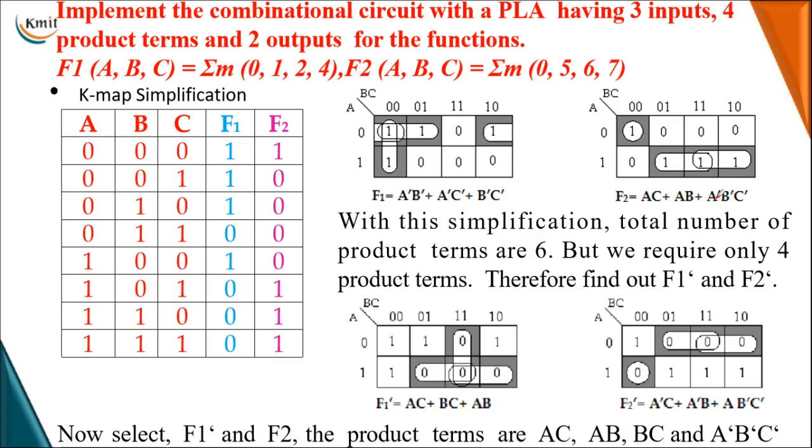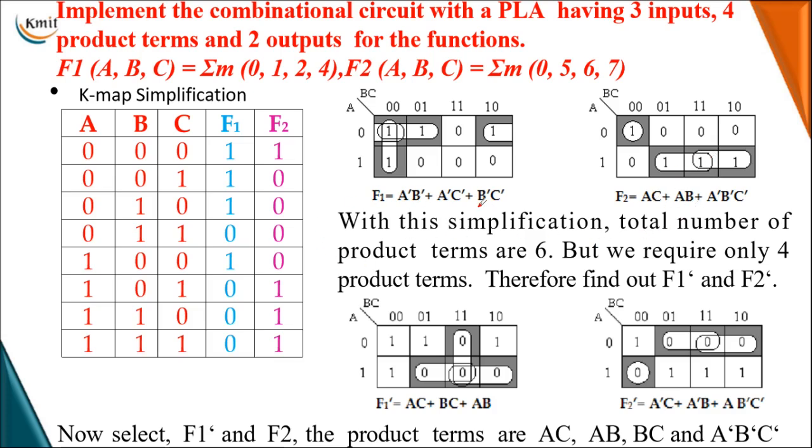In the same manner, F2 is 0, 5, 6, 7 mapped, and here we obtain 2 pairs along with one isolated minterm. The isolated minterm is A bar B bar C bar, and the minimal expressions of the pairs are AC and AB.